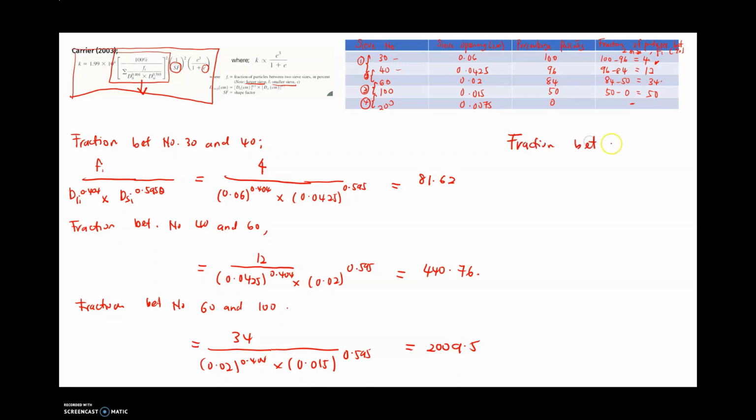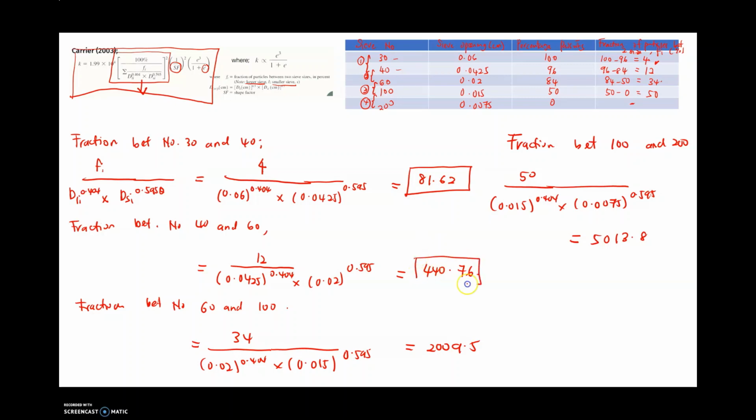And then we have another one, the fraction between 100 and 200. So 50 divided by 0.015 to the power of 0.404 times 2, 0.0075 to the power of 0.595. So this one you get 5013.8. So this one and the others should be summed up. This one is the summation, the total of Fi. That's why you need to calculate one by one. Later on, you can take 100% divided by this total, power of 2. Okay, so later we go to the next step.